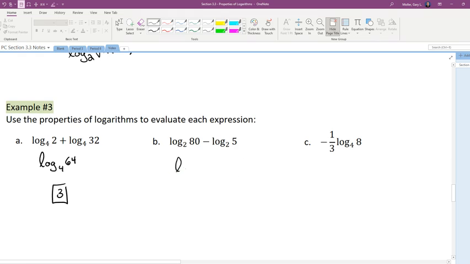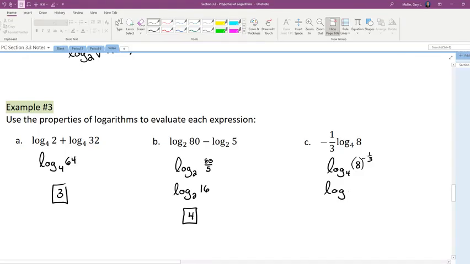So let's condense these. Log base 2 of 80 divided by 5. And 80 divided by 5, I'm pretty sure, is 16. And 2 to what power is 16? That would be 2 to the 4th is 16. All right, same thing on this one. I think we might have better luck answering the question after it's been condensed.